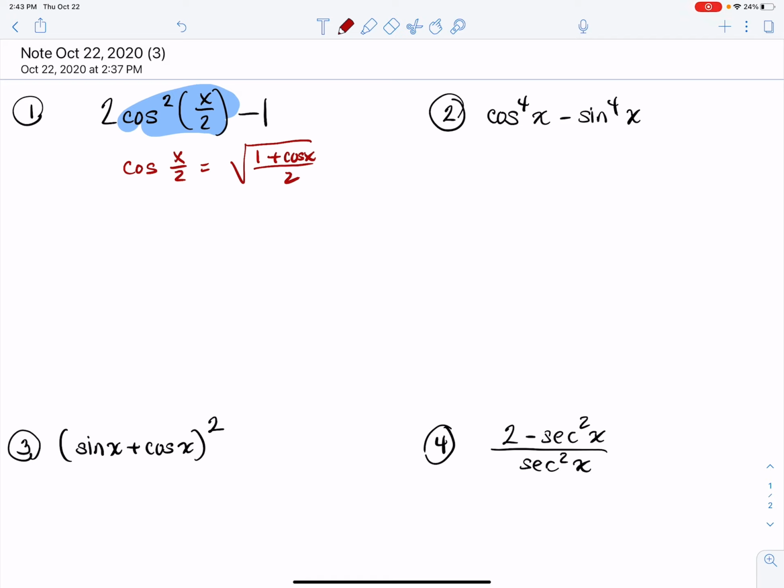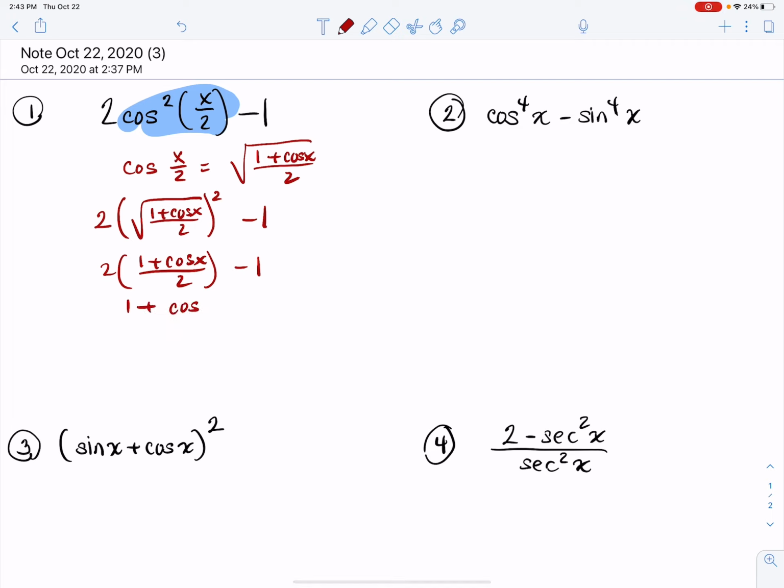Now remember, that one is squared, so I'm going to have 2 times the square root of (1 plus cosine x) over 2, squared, minus 1. And, well, would you look at that? I can square the square root and it just goes away. So I have 2 times the quantity (1 plus cosine x) over 2, minus 1. The 2's cross out, and the 1's cross out.